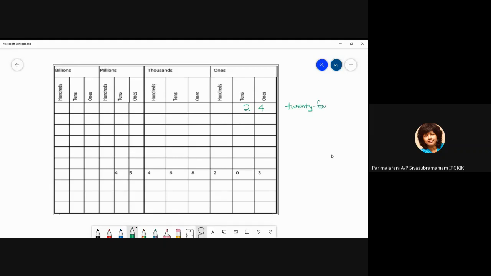I looked at your work in the GC. Some of you did it correctly. Some of you didn't do it correctly. So never mind, later you can correct it.